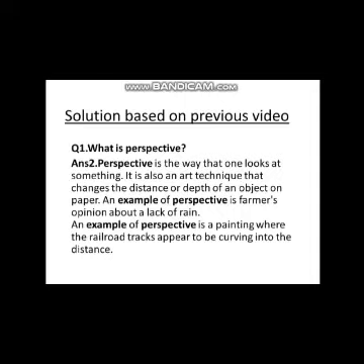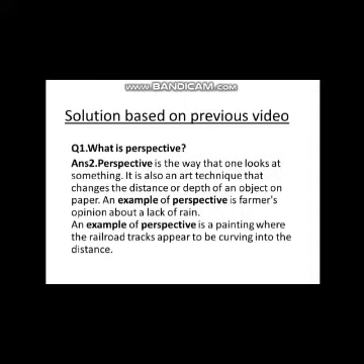Question number 1. What is perspective? Perspective is the way that one looks at something. It is also an art technique that changes the distance or depth of an object on paper.